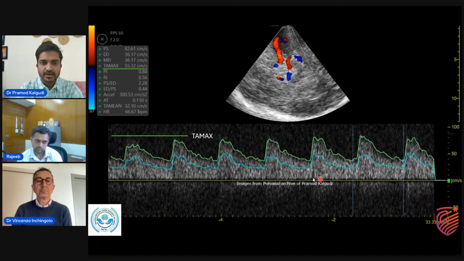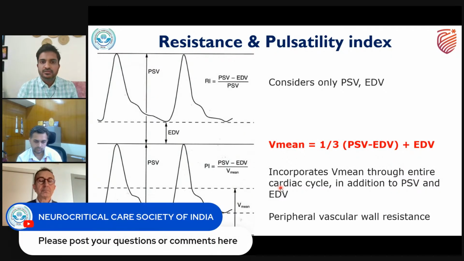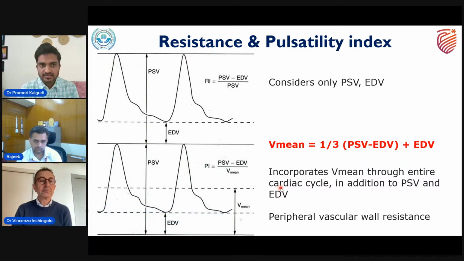You can see a green line across the spectrum on top, which tells you the time average maximum velocity. And you can see a blue line beneath, which tells you the time average mean velocity, which is more or less equivalent to mean velocity in TCD. The next part is the calculated indices, that is the resistive index and the pulsatility index. The resistive index is calculated using the formula peak systolic velocity minus end diastolic velocity, divided by the peak systolic velocity. But if you divide it by the mean velocity, you get the pulsatility index. You can also calculate the mean velocity with the formula: one third of (peak systolic minus end diastolic) plus end diastolic velocity.